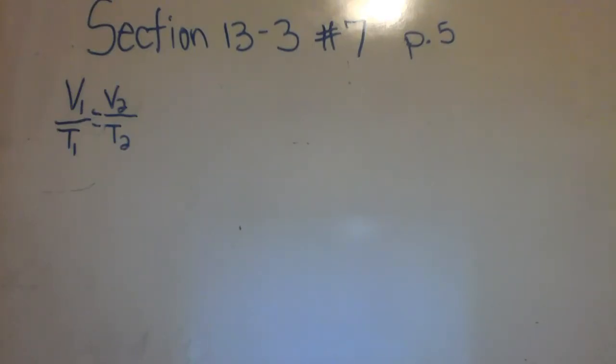Since this problem is talking about volume and temperature, we will use the equation for Charles's law. Volume 1 divided by temperature 1 equals the resulting volume, or the second volume, divided by the second temperature.